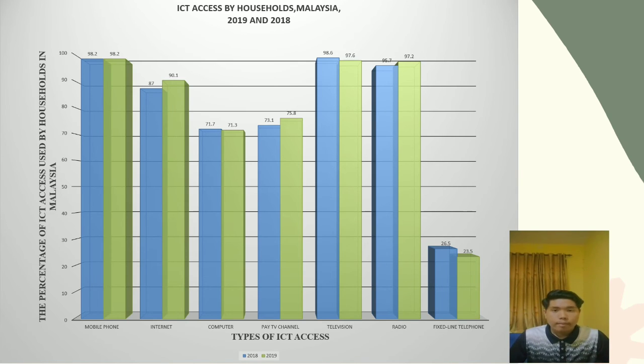Not only that, the percentage of radio usage by household in Malaysia slightly rose from 95.7% in 2018 to 97.2% in the following year, which is 2019.